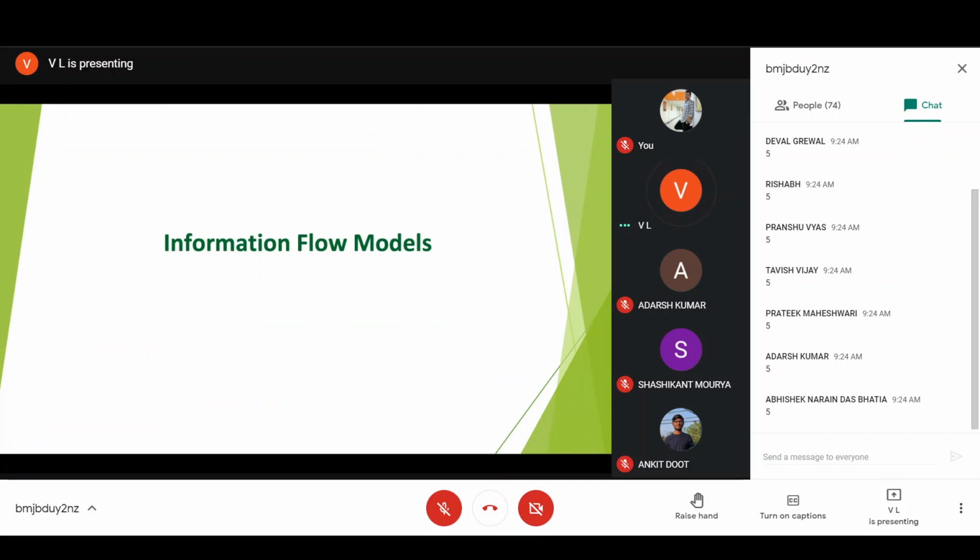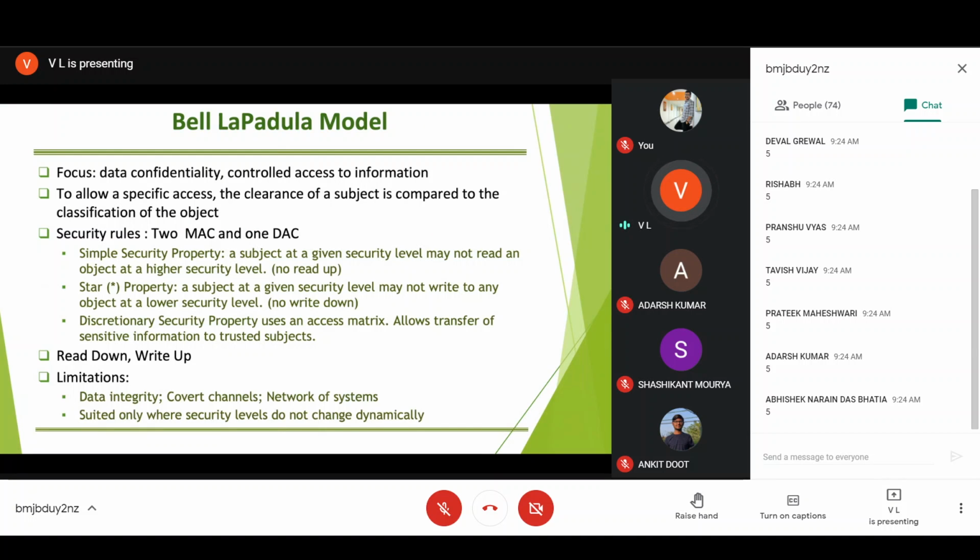So there are two information flow models. One focuses on data confidentiality, which is the Bell-LaPadula model. Then we'll talk about another model, which is about data integrity, the Biba model. The problem is that both models conflict with each other. If the data is confidential, in the case of Bell-LaPadula there are two mandatory access control rules and one discretionary access control rule.